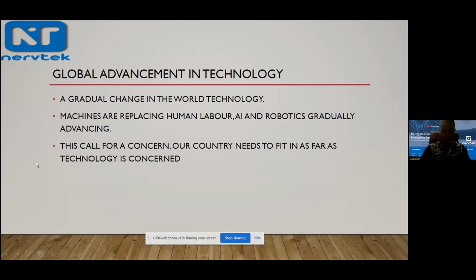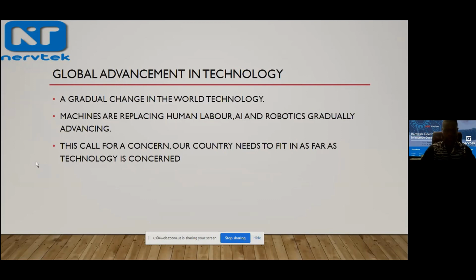We have global advancement in technology, a greater change in world technology. Machines are replacing human labor, and artificial intelligence and robotics are gradually advancing. If you take for example those living in the United States and China, they no longer use their hands to wash clothes. They use washing machines to wash their dresses. Those are some of the advancements in technology that we as Africans would really love to see brought into our country, and many people really want that.